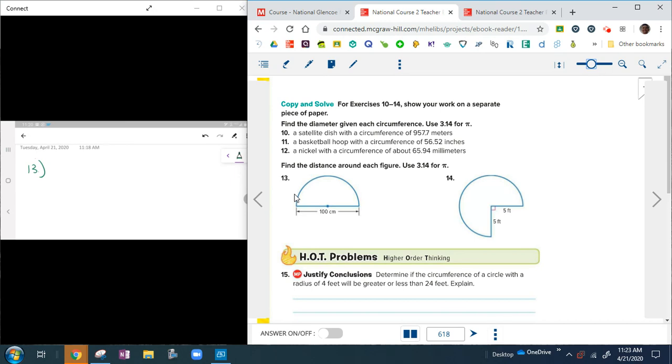Here you go. We're looking at 13 and 14 here, and we're looking for the distance around these shapes. All right, now I'm going to move fast, so if it's tough for you to understand at first, you're going to have to watch it again. The distance around each shape.